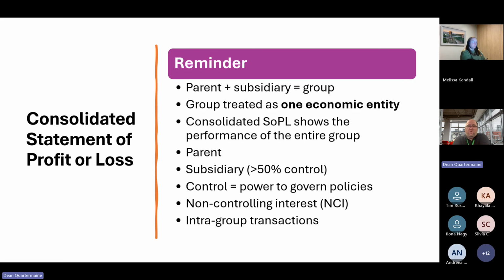Now, when we talk about control, what we're really talking about is the power to govern policies within that business. So, generally speaking, if you've got more than 50% control, you have more than 50% of the voting rights, and therefore you control decisions made in that business because you've got the majority shareholding. Let's talk about non-controlling interest.